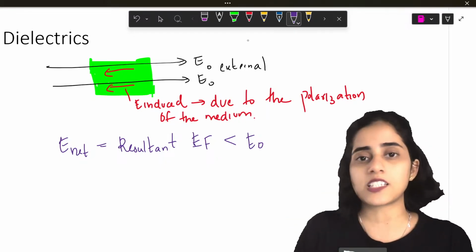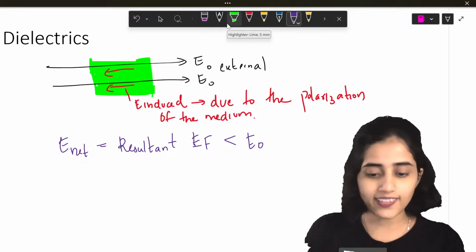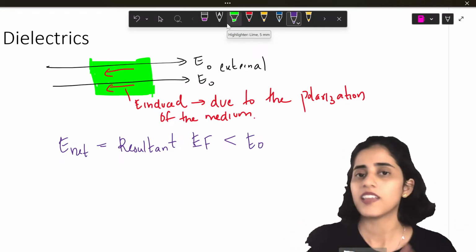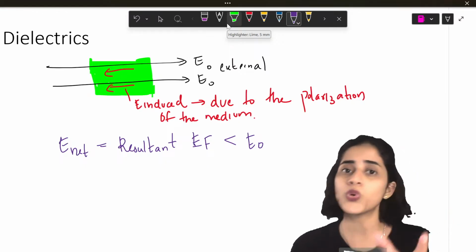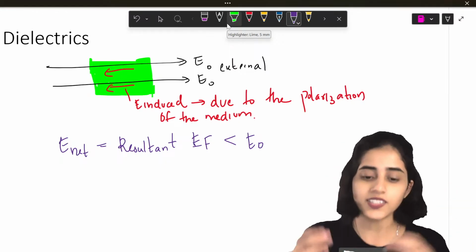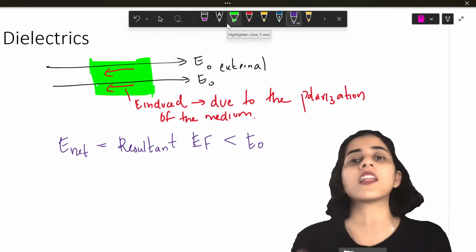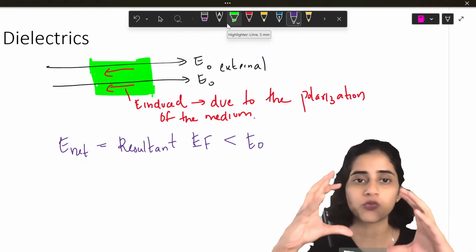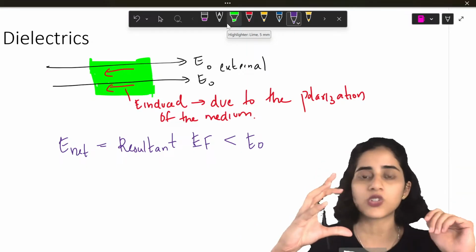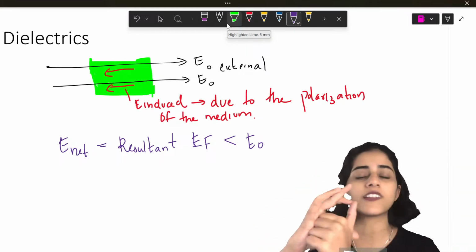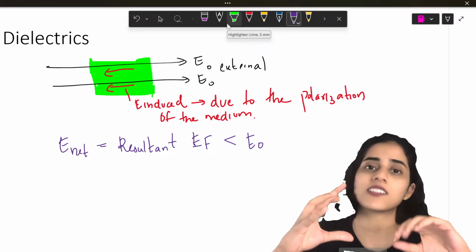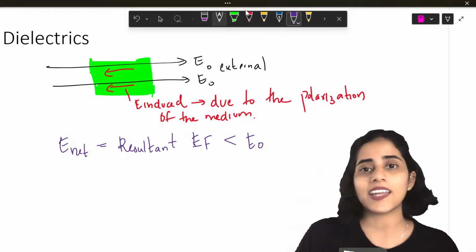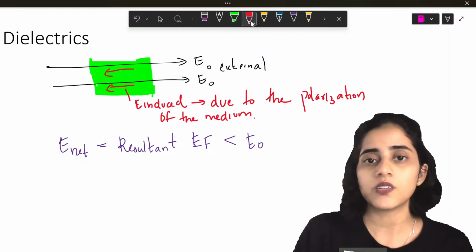This property is experienced by materials called dielectrics. Dielectric materials are materials that are not conductors, like water, wood and all of that. They are not conductors and they weaken the field that passes through them. So what do they do? Even if you take a block of wood and pass an external field through it, the wood produces an internal field in the opposite direction. It cancels it out, so a very small amount of field comes out. That is a dielectric.